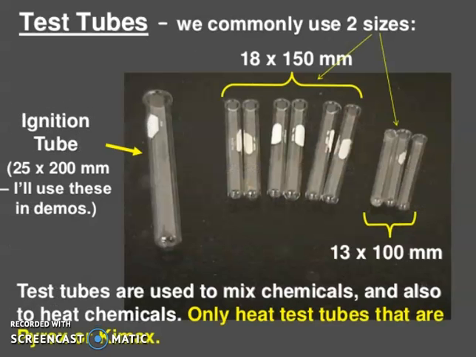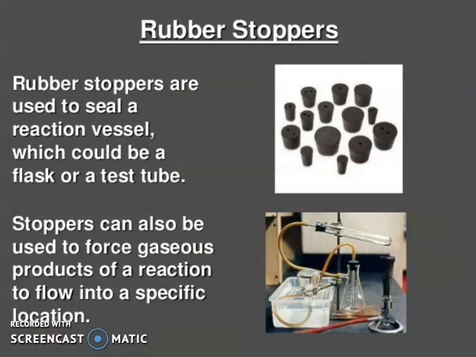Now, test tube. We commonly use two sizes, 18 by 150 mm, and the ignition tube, 25 by 200 mm. I will use these in demos, and 13 by 100 mm. Test tubes are used to mix chemicals and also to heat chemicals. Only heat test tubes that are Pyrex or Kimax.